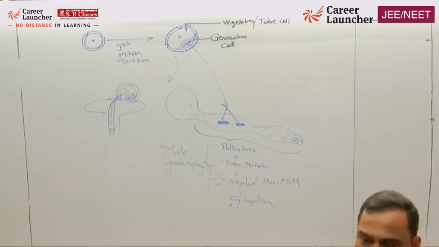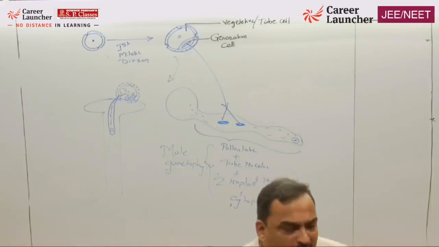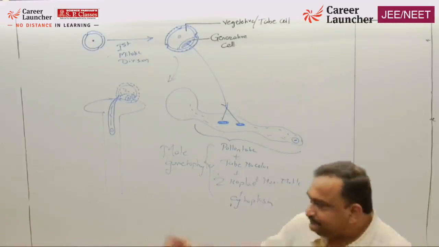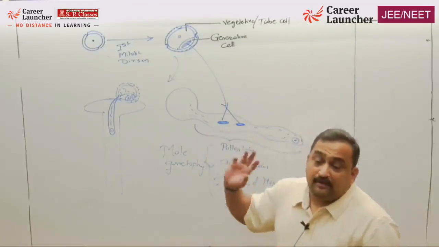हम लोग cut करते हैं और उसको लगा देते हैं. So by cutting we propagate that particular thing. So that is why you must remember this aspect. What is that? Development of male gametophyte.